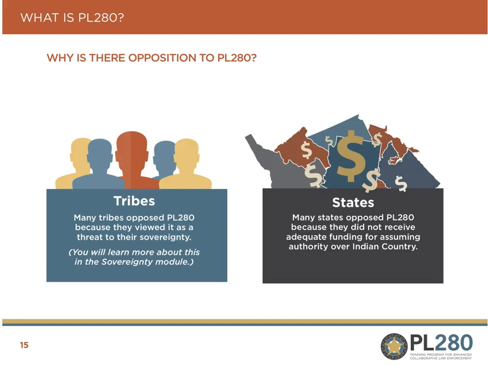There has been opposition to PL280 from both tribes and states. Many tribes opposed PL280 because they viewed it as a threat to their sovereignty. You will learn more about this in the sovereignty module to follow. Many states opposed PL280 because they did not receive adequate funding for assuming authority over Indian country.